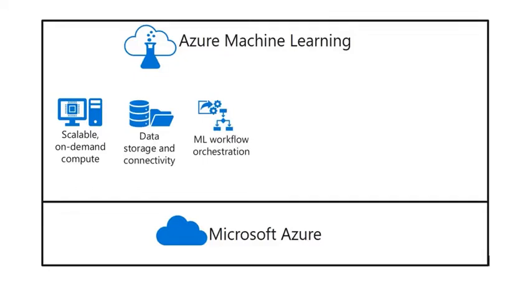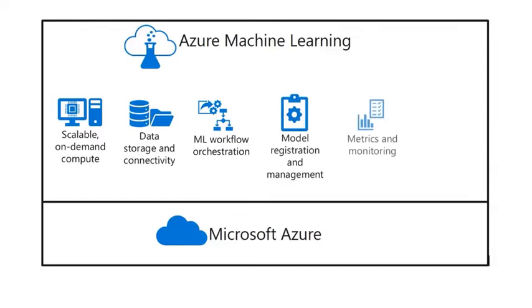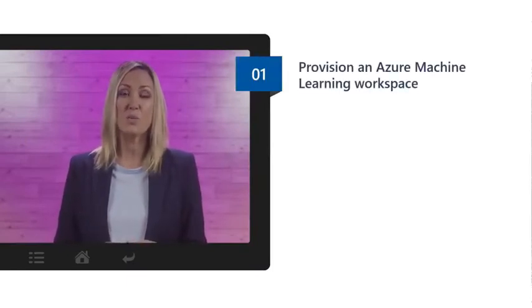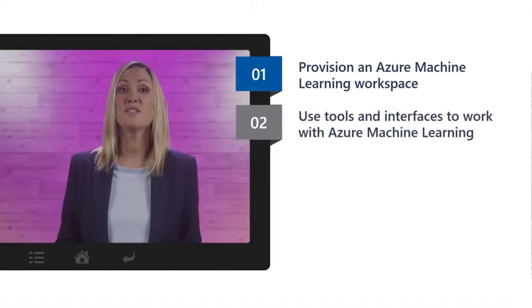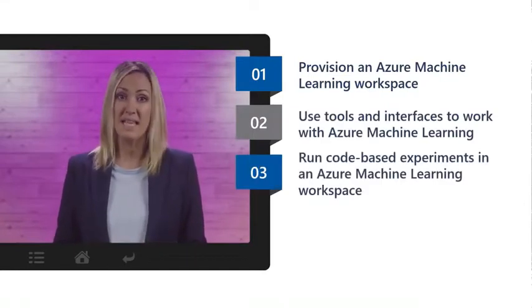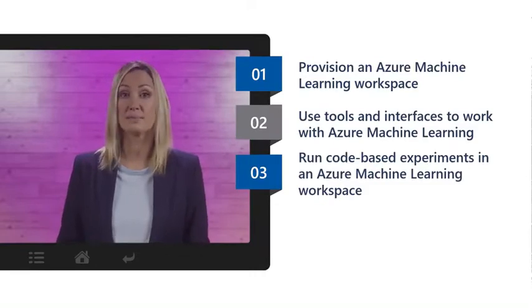model training, deployment and management processes, model registration and management so you can track multiple versions of models and the data on which they were trained, metrics and monitoring for training experiments, datasets and published services, and model deployment for real-time and batch inferencing. In this lesson, you will learn how to provision an Azure Machine Learning workspace, use tools and interfaces to work with Azure Machine Learning, and run code-based experiments in an Azure Machine Learning workspace.